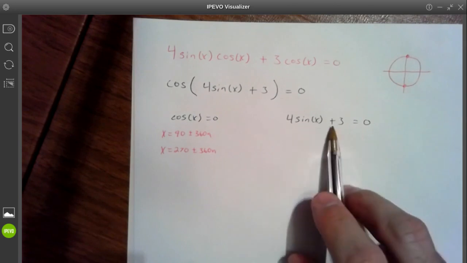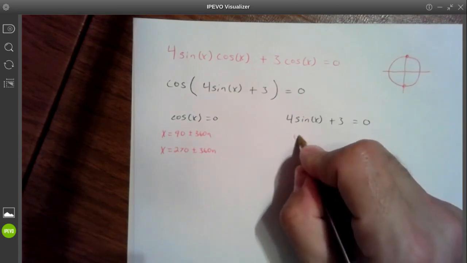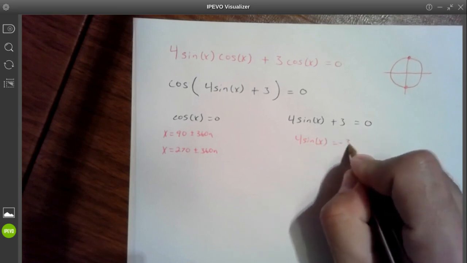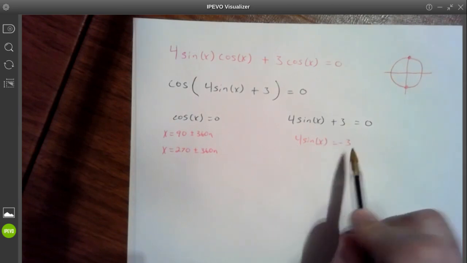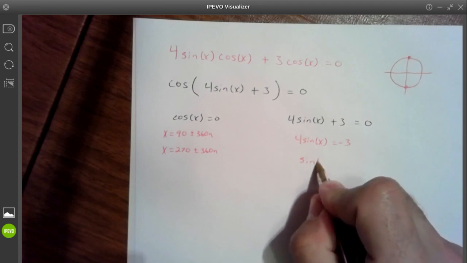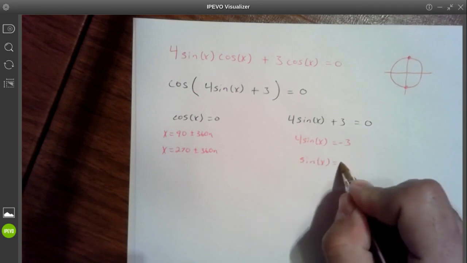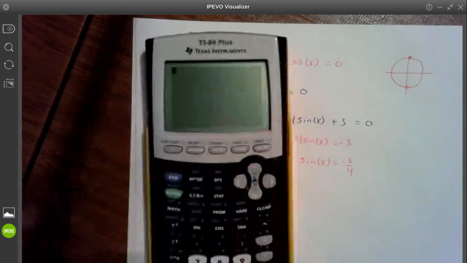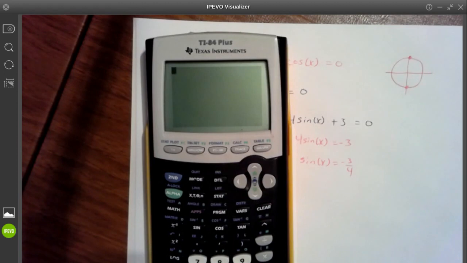For this one, we'll move that 3 over. We get 4 sine of x equals negative 3. Then we're going to divide by 4. We get sine of x is equal to negative 3/4. So it's not a special angle. We're going to have to use the inverse sine in order to solve it. Sine inverse of negative 3/4 gives us this as an answer.